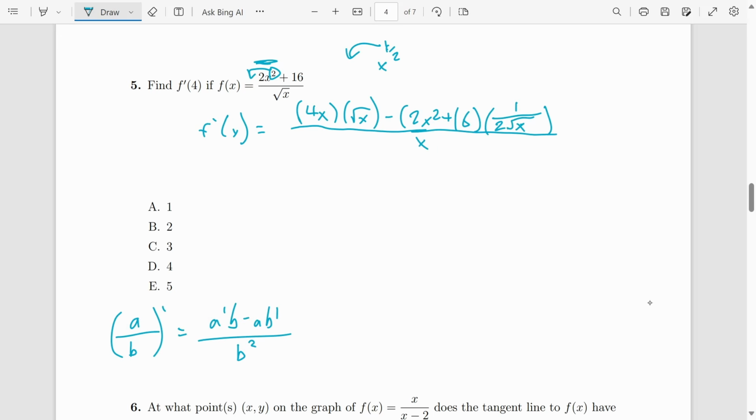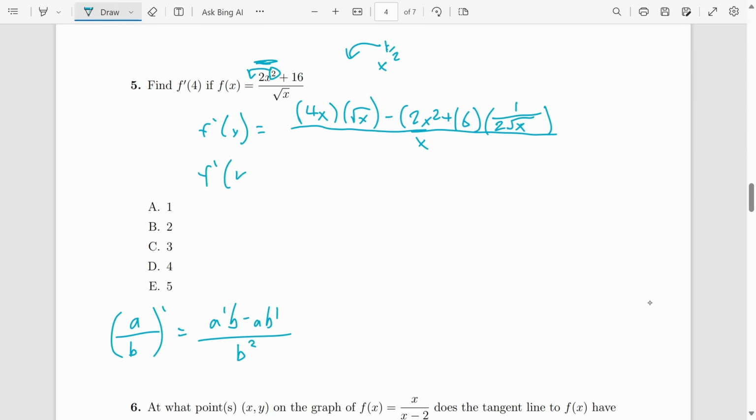So what I did there: 1/2 times x to the negative 1/2 is the same as 1 over x to the 1/2. And x to the 1/2 is just square root of x. And then we just put that 2 on the side there for that fraction. And that's how I got 1 over 2 square root of x. So now we have our derivative, and we just have to plug in 4.